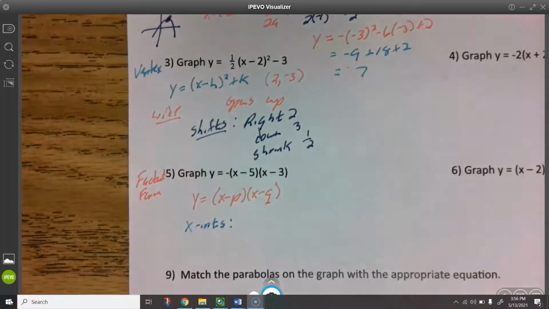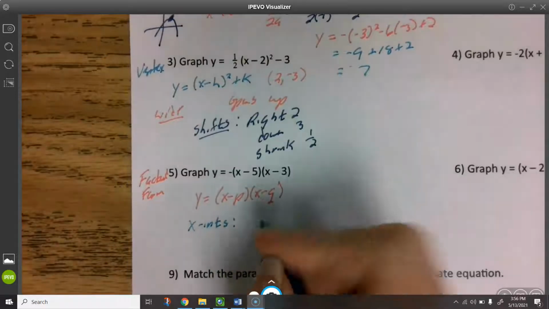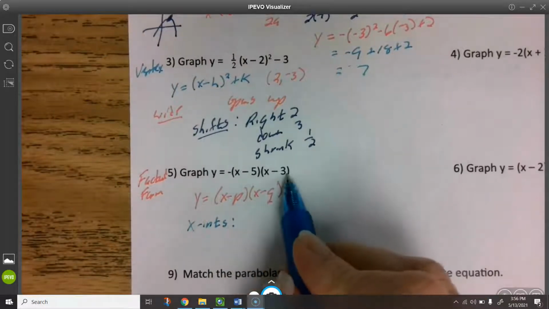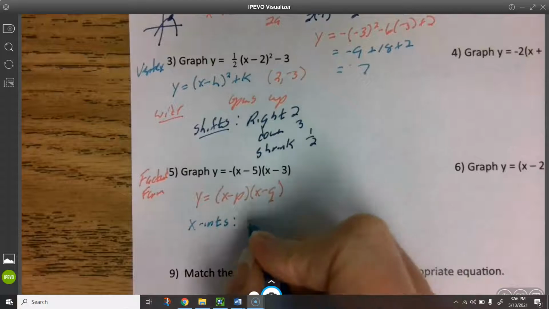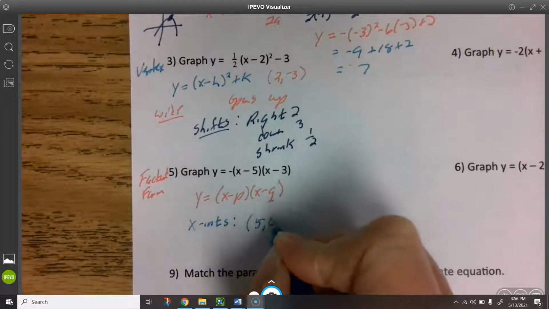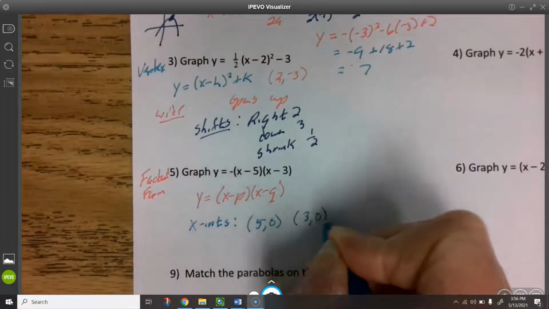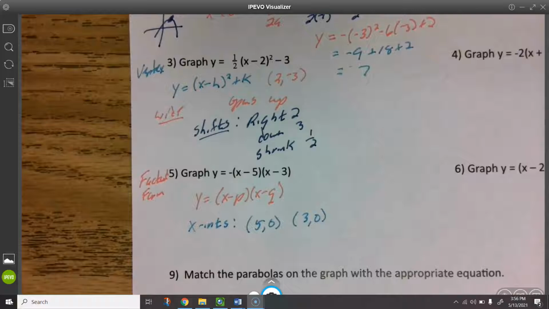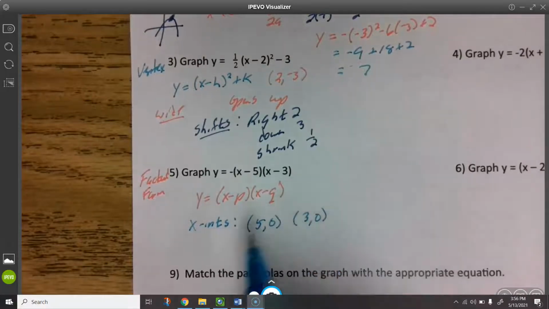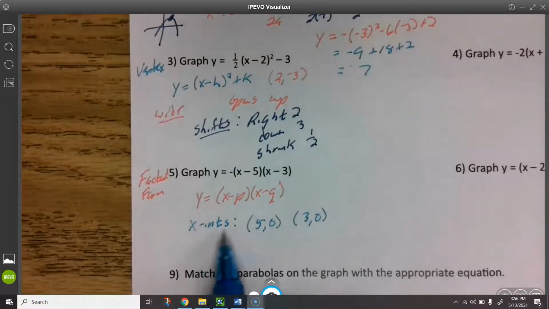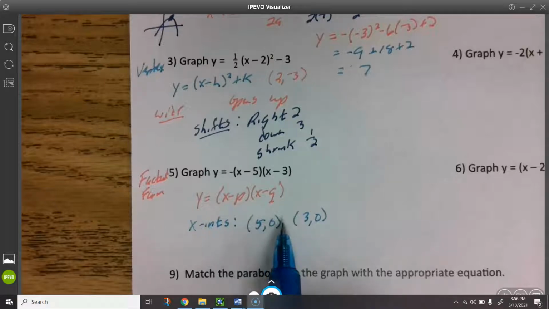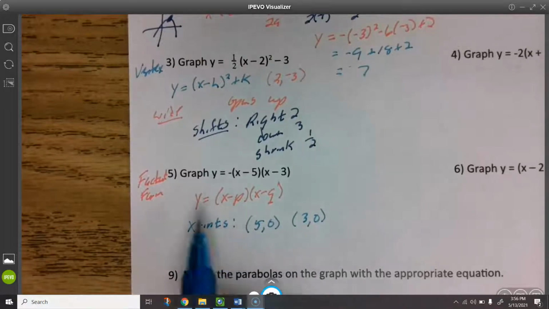If all I ask for is the x-intercept, and if they say what is x equal to, x is 5 and 3. If they ask for ordered pairs, I would write it as (5, 0) and (3, 0). So just watch on the directions for the final. Sometimes they ask for the x-intercepts as ordered pairs. Sometimes they just want to know what are the x-intercepts, what are my x values. So just watch that.